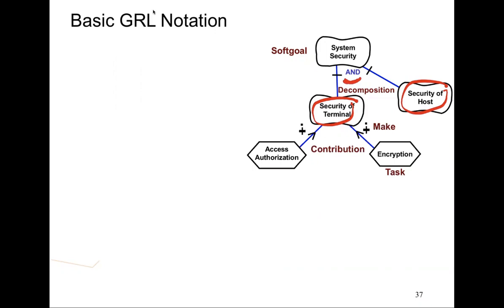We have two tasks to satisfy the security of the terminal. The first task is an access authorization task that should be implemented, as well as an encryption task. When you see this symbol on the contribution of the encryption task, it's called a make relationship. That means that to achieve the security of the terminal, it is composed of performing two tasks. That means we have two alternatives that need to be done: access authorization and encryption. And the impact or contribution of each of those tasks depends on the contribution value or symbol on the contribution link.